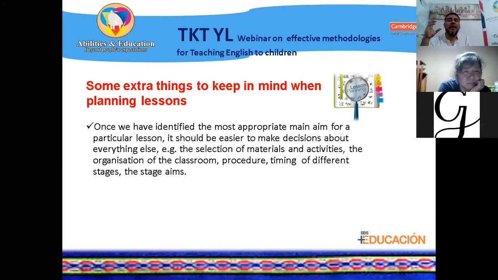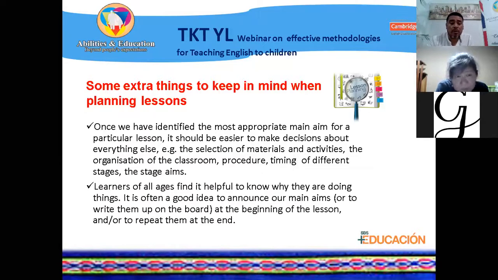Once we have identified the most appropriate main aim for a particular lesson, it is supposed to be easier to make decisions about everything else. For example, when you have your aim very clear, it will be easier for you to know what material to choose, what activities to do, the way you will organize the classroom, the procedures, and the timing of the different stages, right?